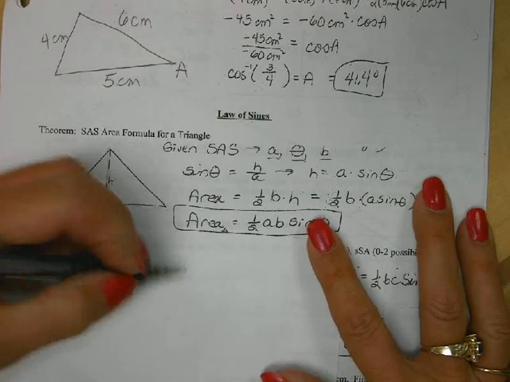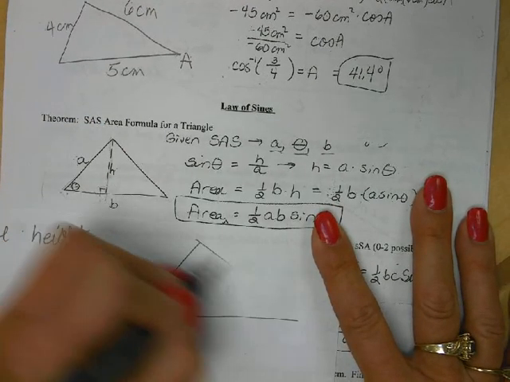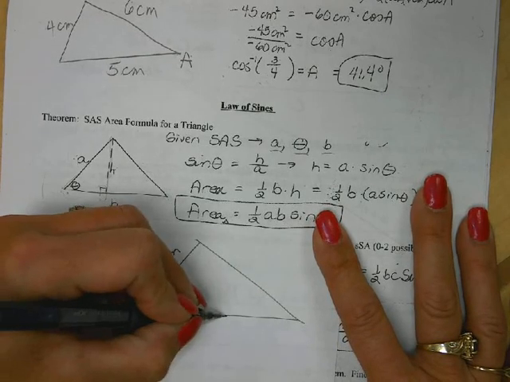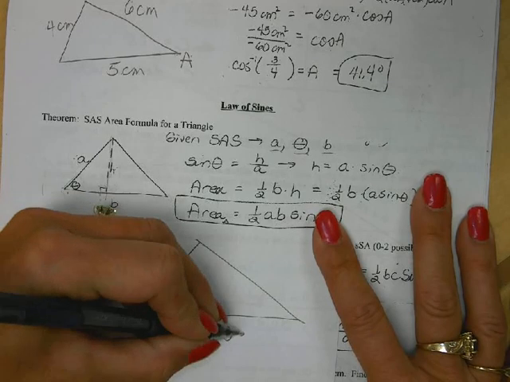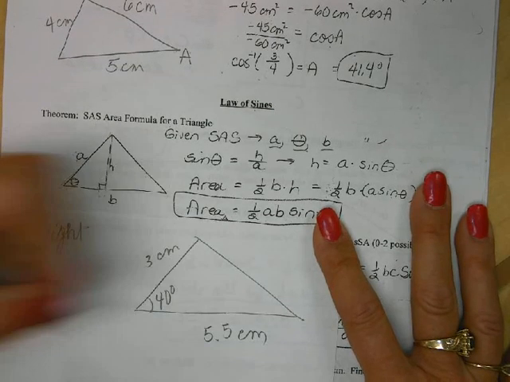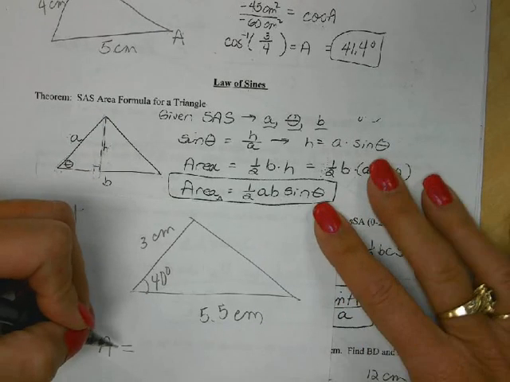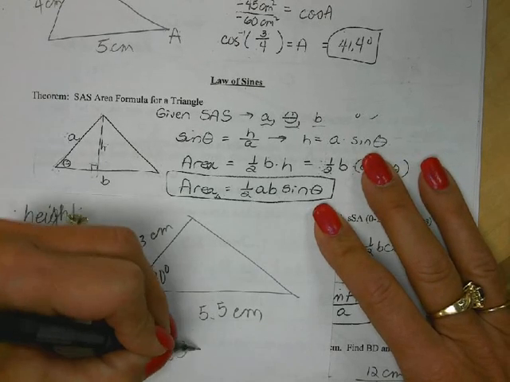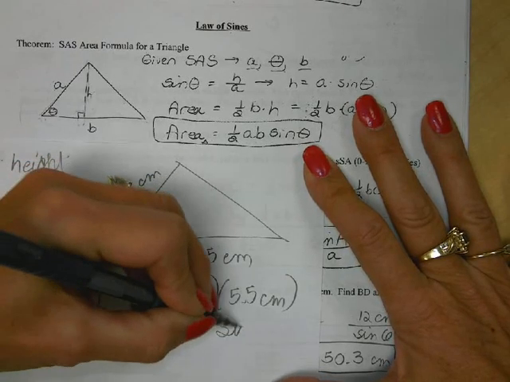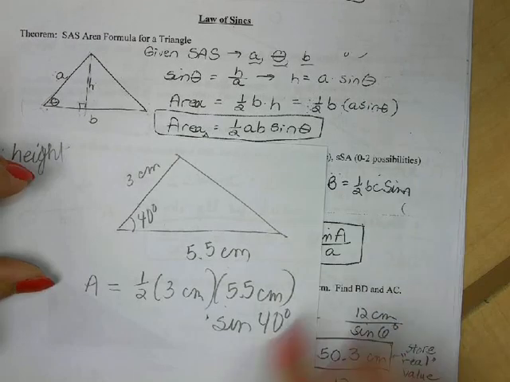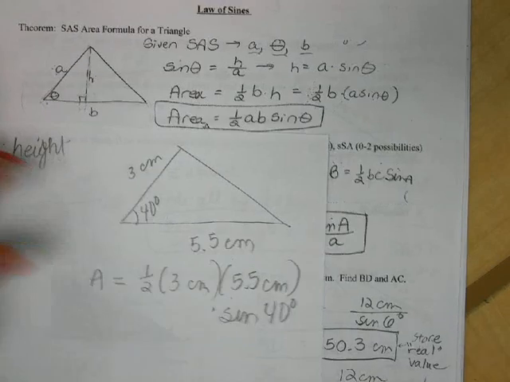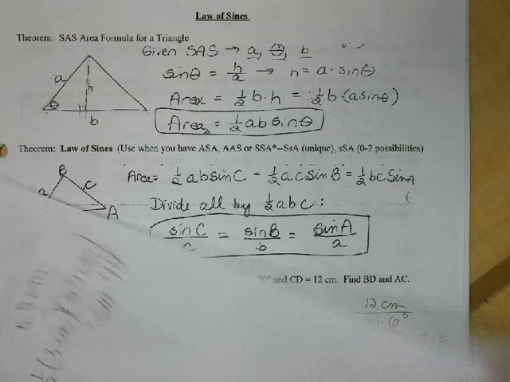If I gave you this little scenario, here's just a little aside. If I told you that this is 3 centimeters long, and this is, say, 5.5 centimeters long, and that the measure of this angle is 40 degrees, and I asked you to find the area of that triangle, it's very, very easy to find. It's 1/2 the product of the two sides times the sine of the included angle, and when I multiply this all out, I'll have the area of that triangle in square centimeters.